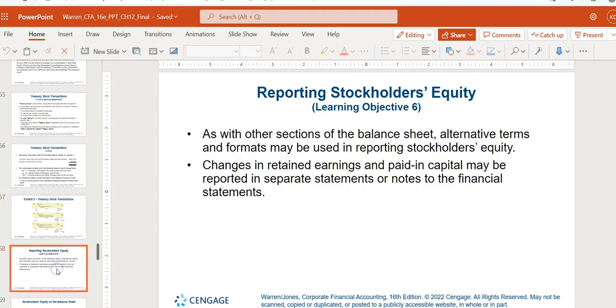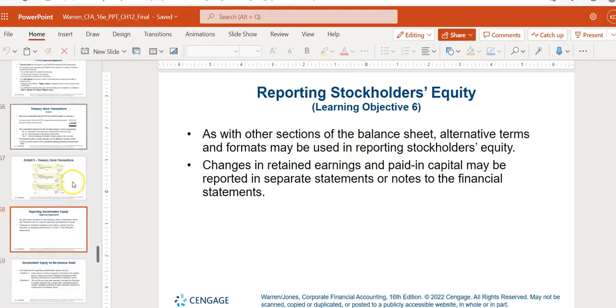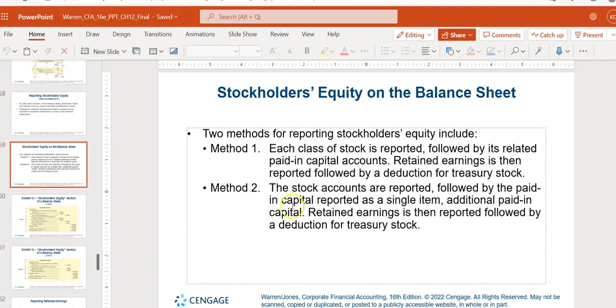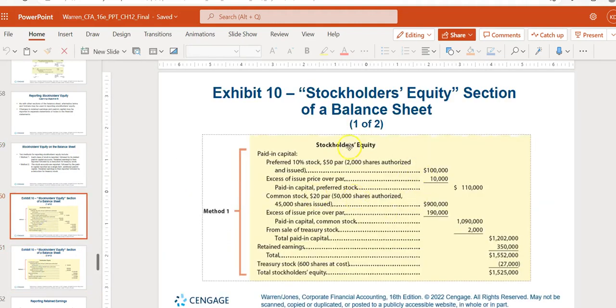This chapter is super easy. How do we report the stock? Well, there's a couple different ways, and I like the more detailed way better than the other method. They're saying here each class of stock is reported, followed by its related paid in capital, then retained earnings, and then we're going to have treasury stock. The other method just puts it all in one big lump. Okay, so let's go here. This is the one I like.